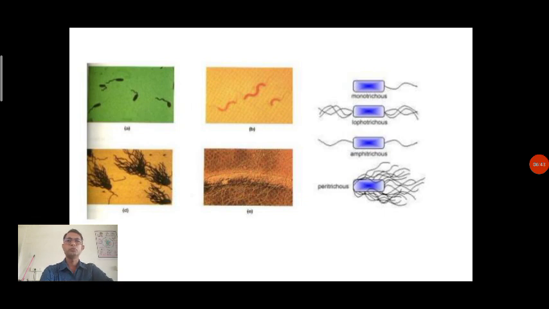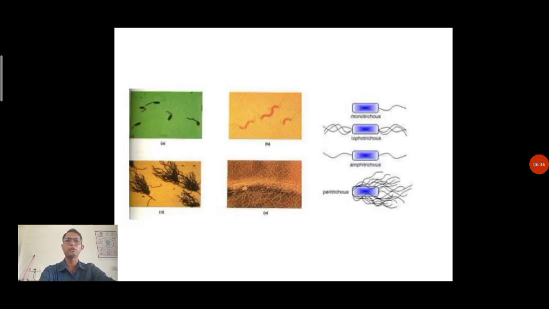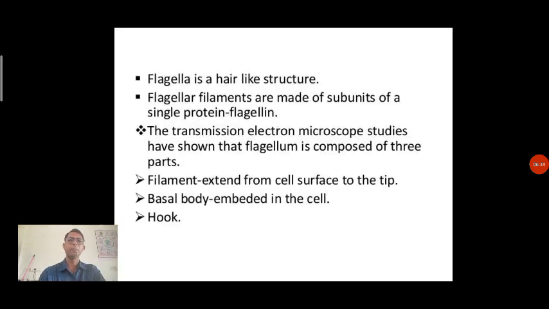Now when we see this particular type of structure in a bacteria, we call this flagella a hair-like structure. So it is very minute and it is observed only under the microscope, particularly in a scanning electron microscope. Flagellar filaments are made of subunits of a single protein called flagellin. So as we talked about earlier, flagellin is the flagellar filament. Flagellin is the protein which is present in the flagella, and that is a rigid structure.